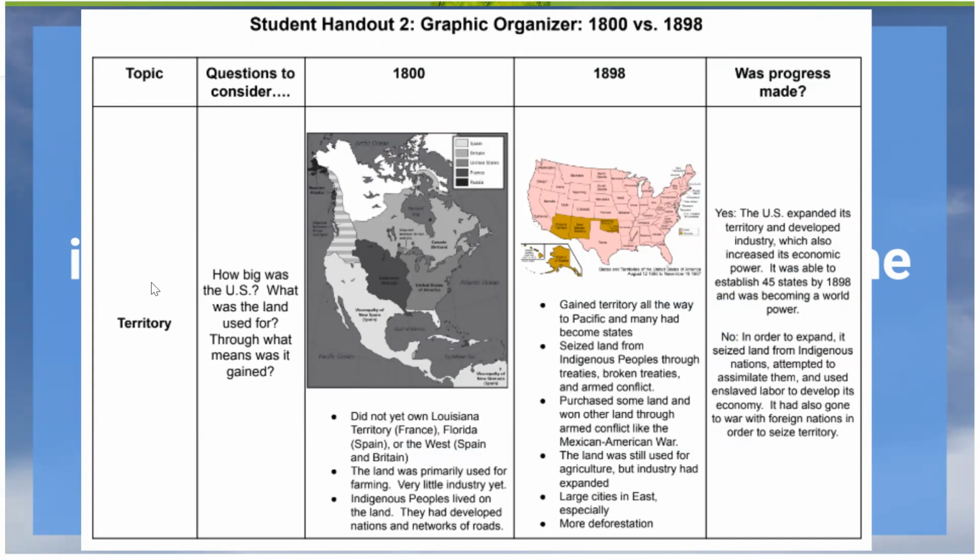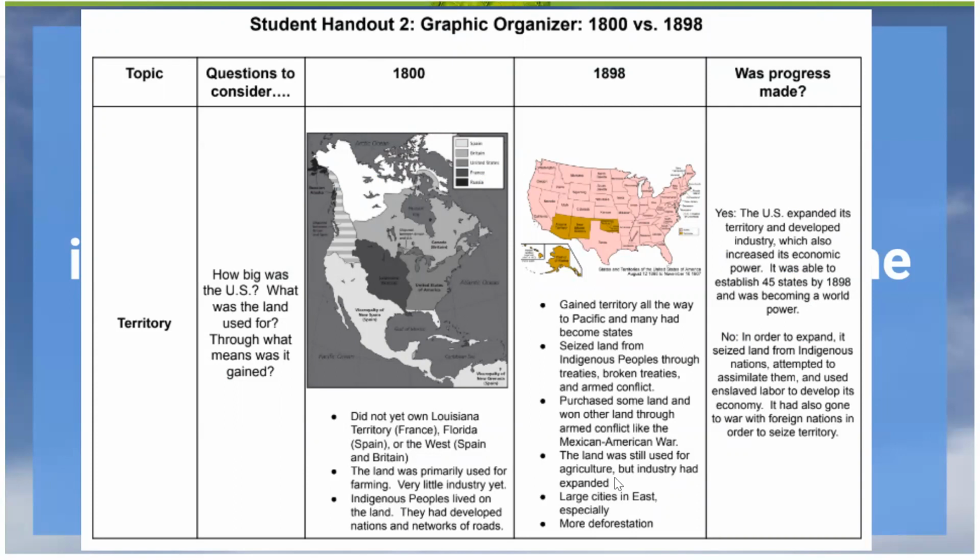You'll notice there are questions to consider. These are pre-filled on the graphic organizer to help students think through what they might recall about whether progress was made. And then there are some notes about what was going on in 1800 and what was going on in 1898. You'll notice in this one, there are maps. There are also some key points listed.